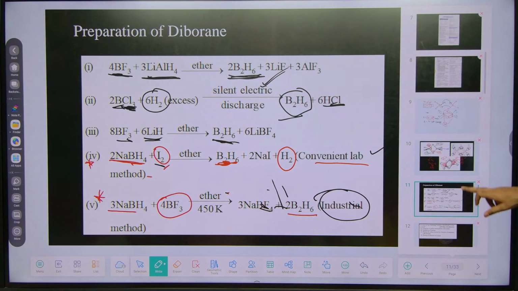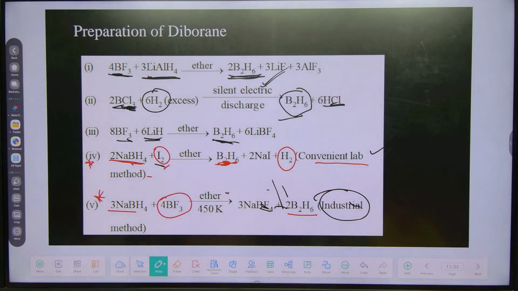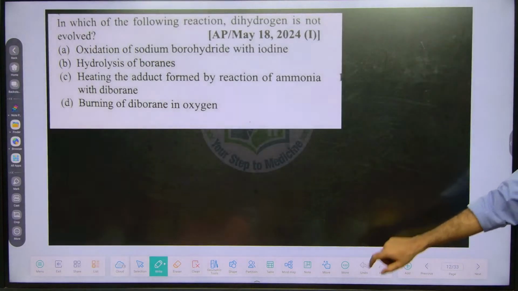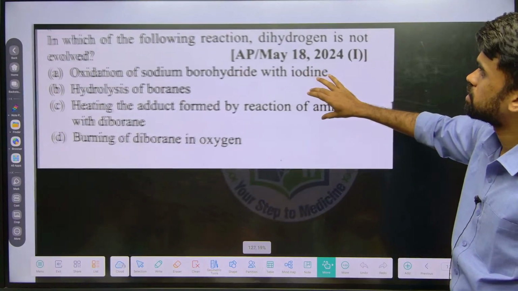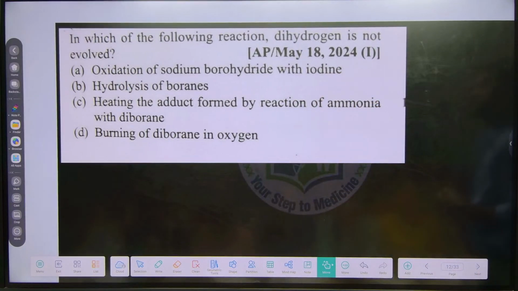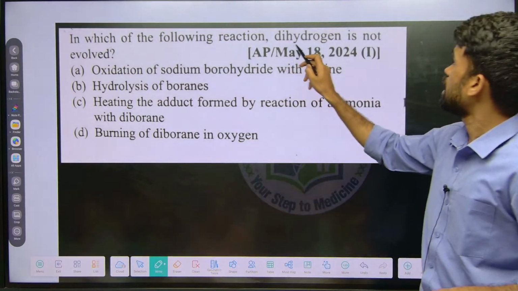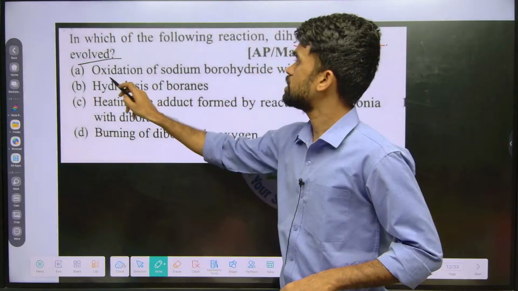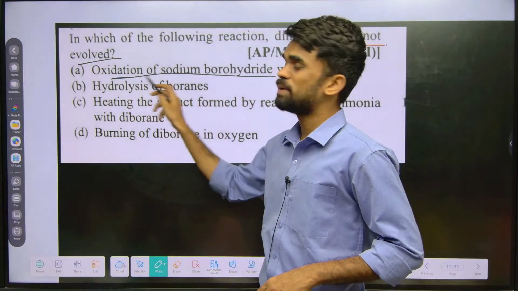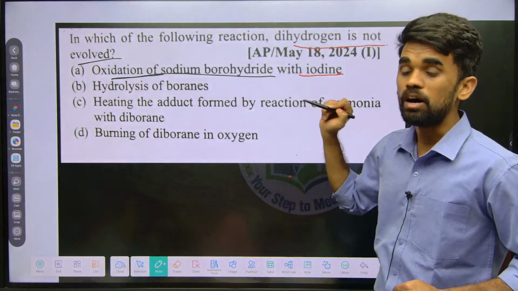Okay, let's solve some questions fast. Look at those 5 reactions you have seen. In which of the following reactions is dihydrogen not evolved? Oxidation of sodium borohydride with iodine. Iodine means laboratory method. What are the products formed?